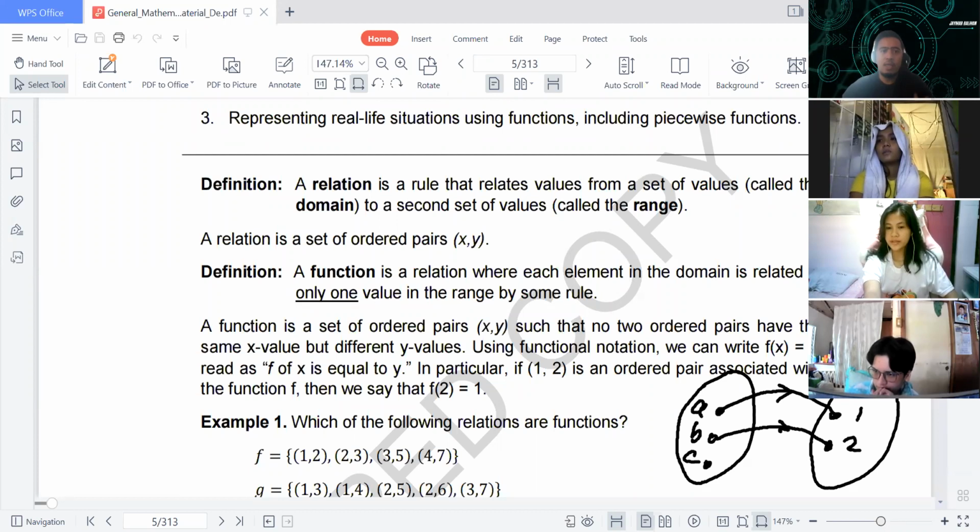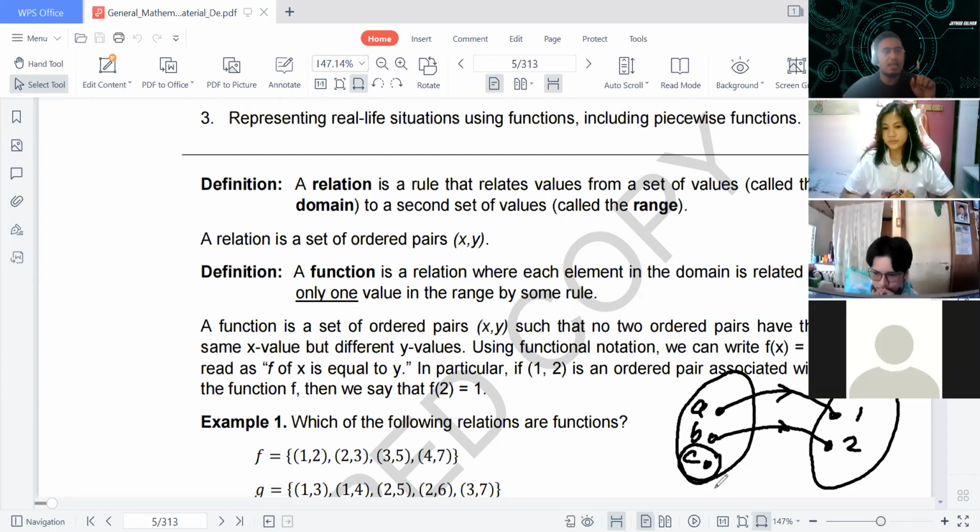The first condition, because there is one element here that is not assigned. There is one element from your domain that is not assigned.